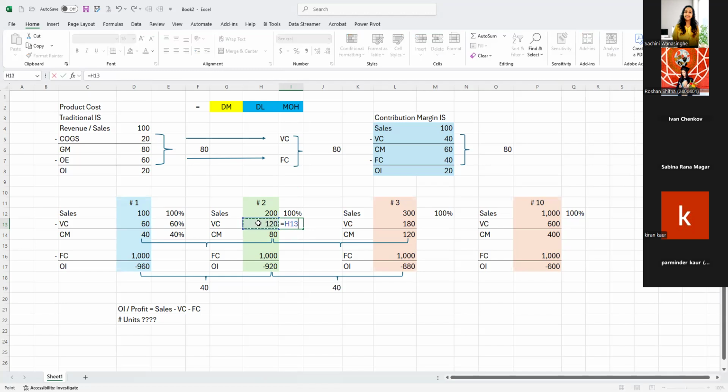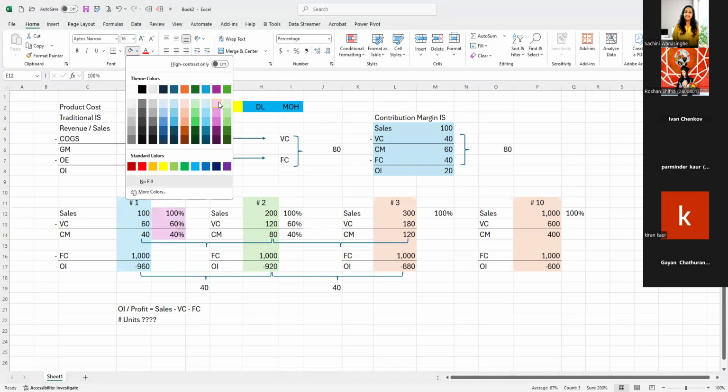That will be 120 divided by 200. And how much will that be? 60%. How much is my contribution margin now? 40%. So how do those percentages change when I start selling one more unit? Did they change? No.